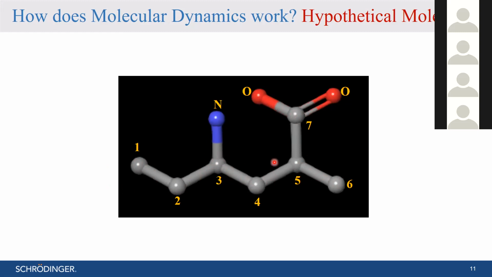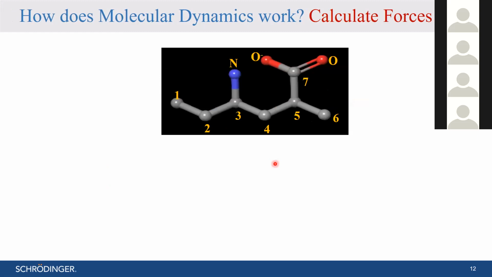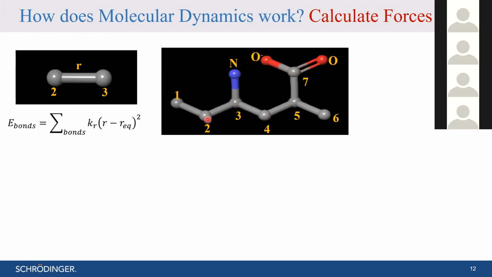And when you try to do MD simulations, you first need to identify all the interactions that are present in this particular molecule. So for example, you have a bond between atoms 2 and 3. You also have a bond between atoms 1 and 2. You have a bond between 3 and 4, 4 and 5, 5 and 7, 5 and 6, 7 and oxygen, 7 and oxygen minus, 3 and nitrogen here.